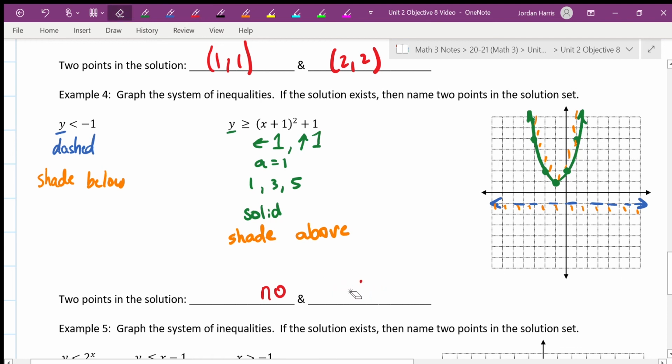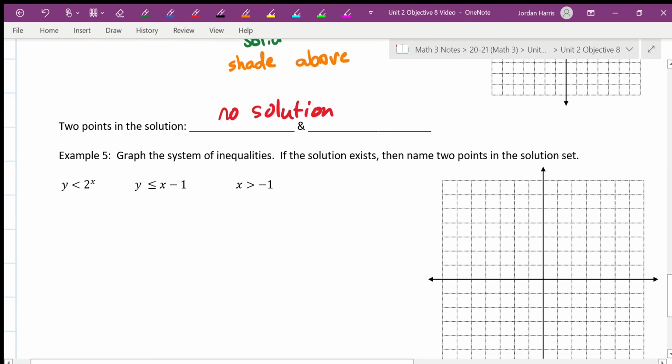It's not supposed to have an "and" in between. I'll erase that. It's no solution, period. There's no overlap. These do not have the same answers in any form. So there's no solution there.